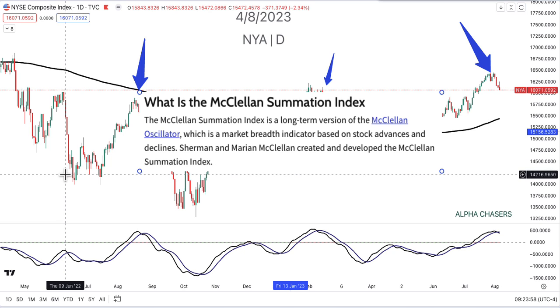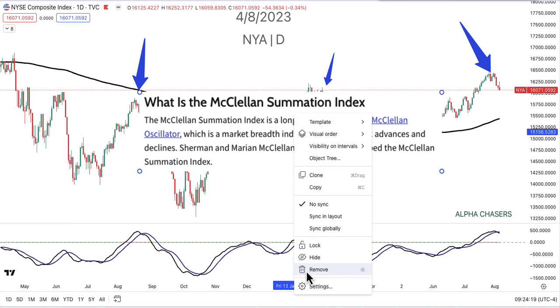Now, what is the Summation Index? The McClellan Summation Index is a long-term version of the McClellan oscillator, which is a market breadth indicator based on stocks, advances and declines. Sherman and Marian created and developed the McClellan Summation Index. It is a long-term version of the oscillator. That's a very important line that you need to remember for what we're going to go over.